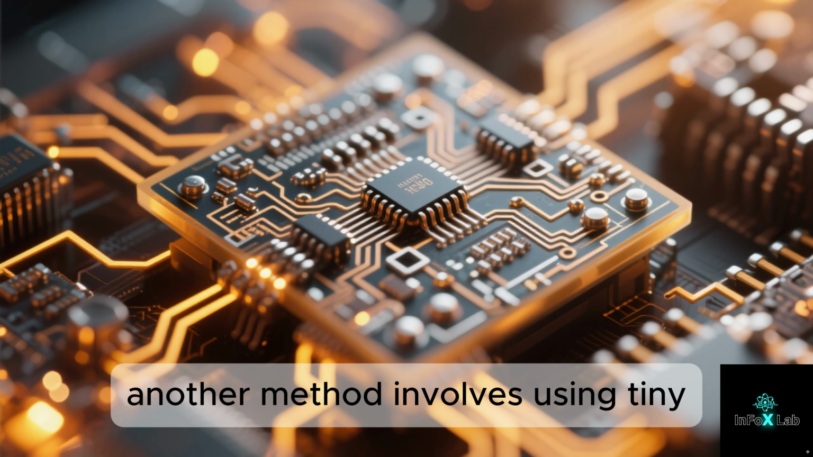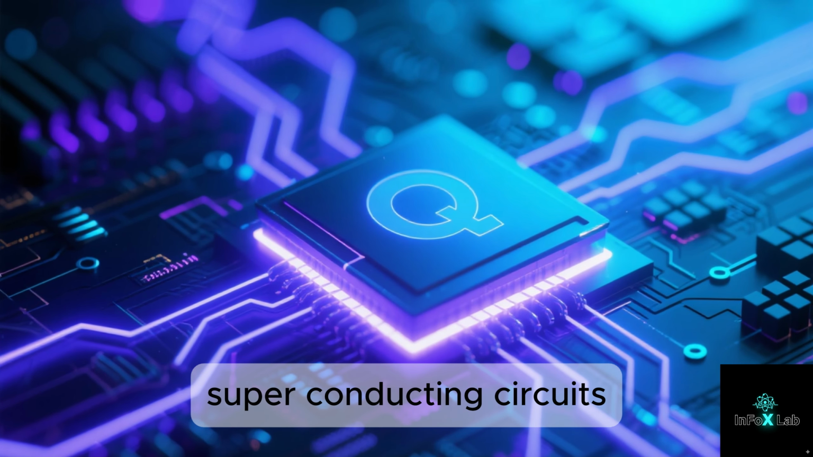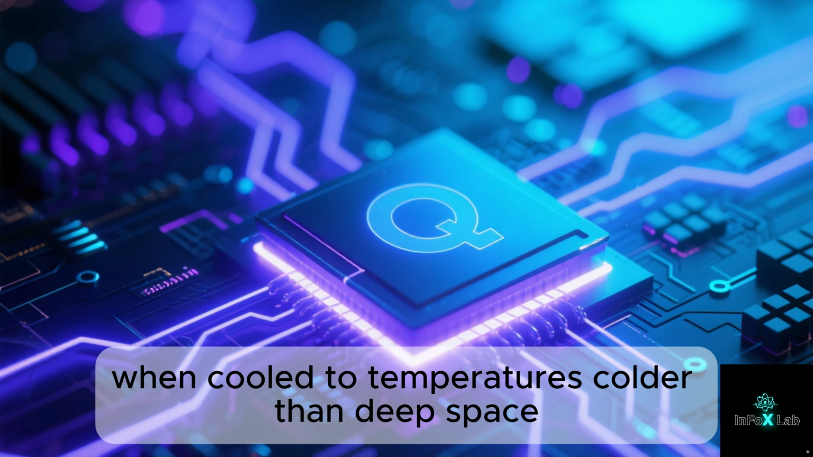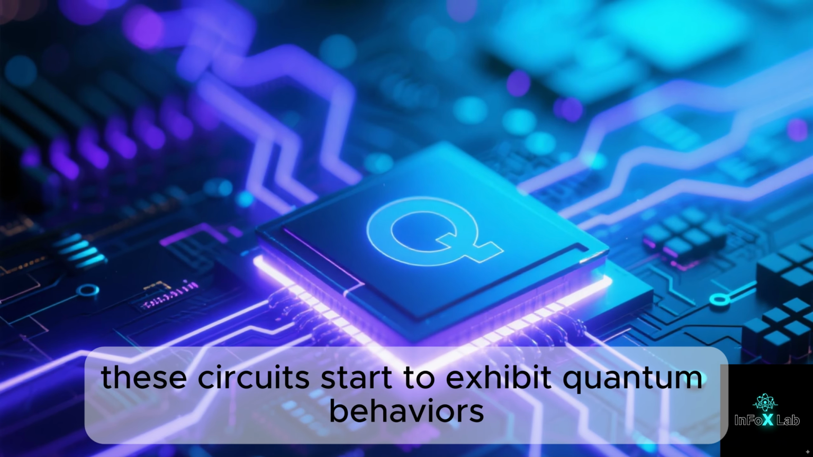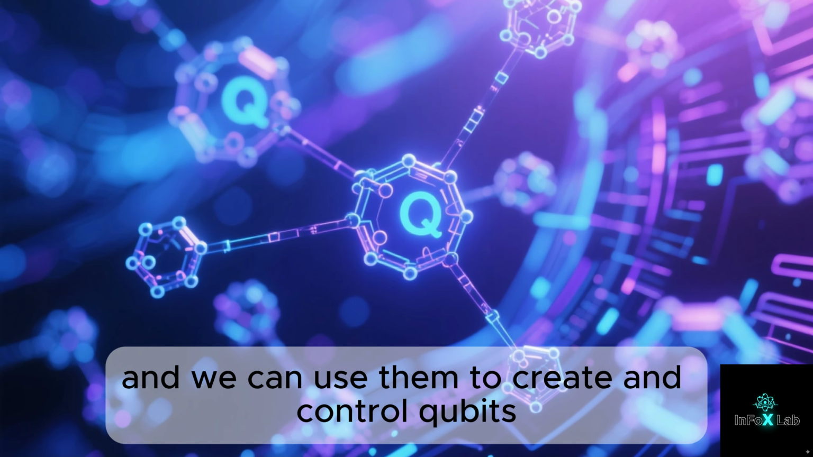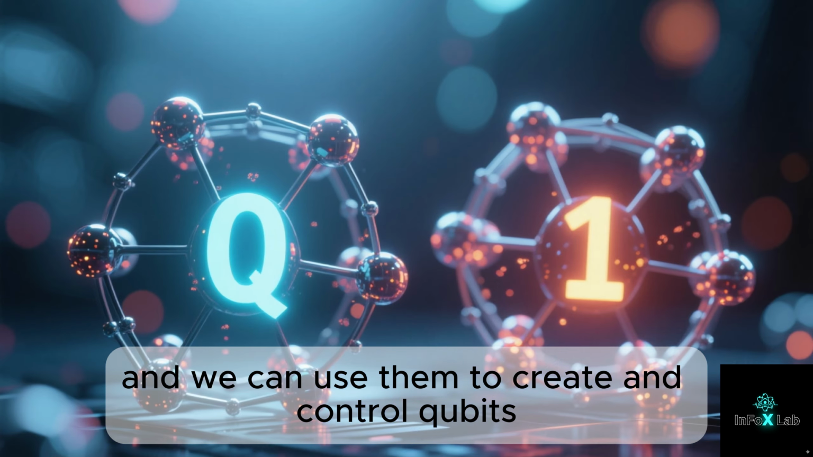Another method involves using tiny superconducting circuits. When cooled to temperatures colder than deep space, these circuits start to exhibit quantum behaviors, and we can use them to create and control qubits.